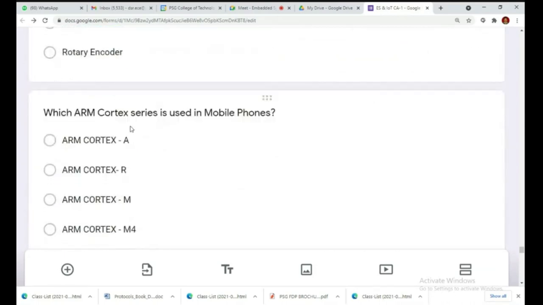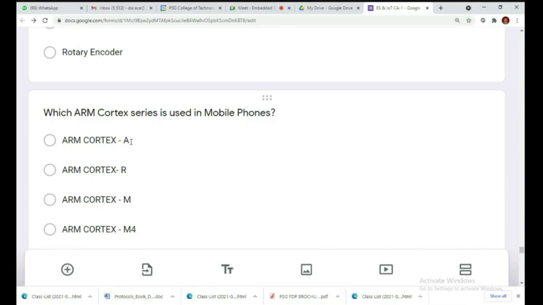Okay, which ARM Cortex series is used in mobile phones? Because mobile phones have multimedia applications, right? So both audio and video. ARM Cortex A series are most widely used for multimedia applications. So all our mobile phones have ARM Cortex A series. Not only mobile phones, all the televisions. Today we have smart TVs. All the smart TVs are using ARM Cortex A series, ARM Cortex A8 or A9, A11. ARM Cortex A11 series are used in most of the smart TVs today.